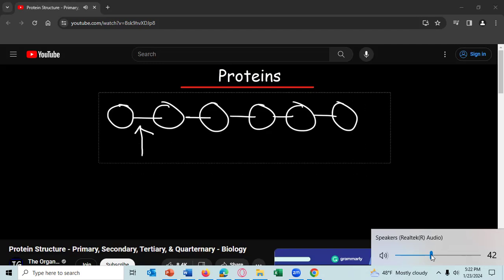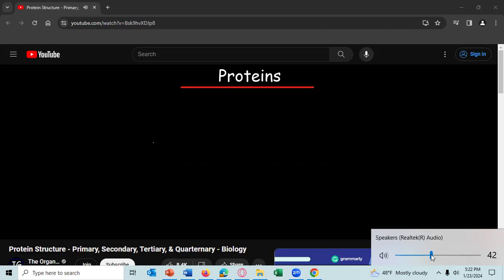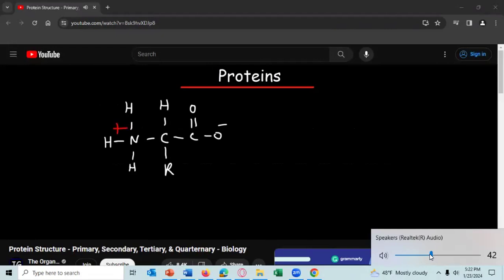So let's talk about the individual structure of an amino acid. So an amino acid has a chiral carbon with a hydrogen attached to it, and it has an amine group attached to it as well. And then it has an R group and a carboxyl group. Now I'm going to draw another amino acid right next to it. The left side, where the nitrogen is located, is the N-terminal of the amino acid. The right side, that has the carboxyl group, is the C-terminal of the amino acid.